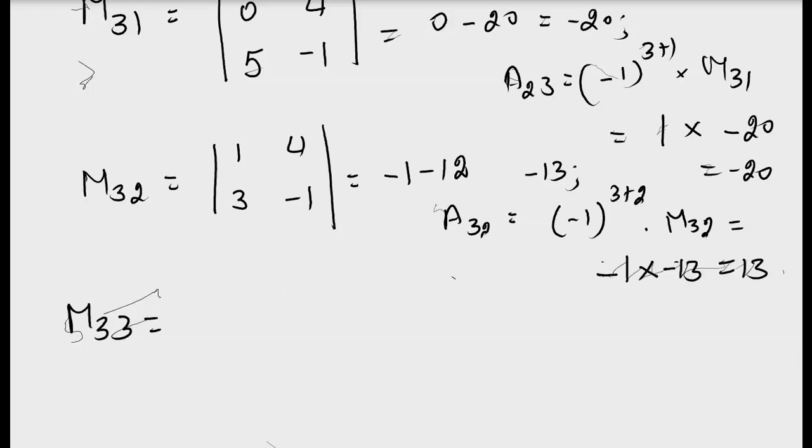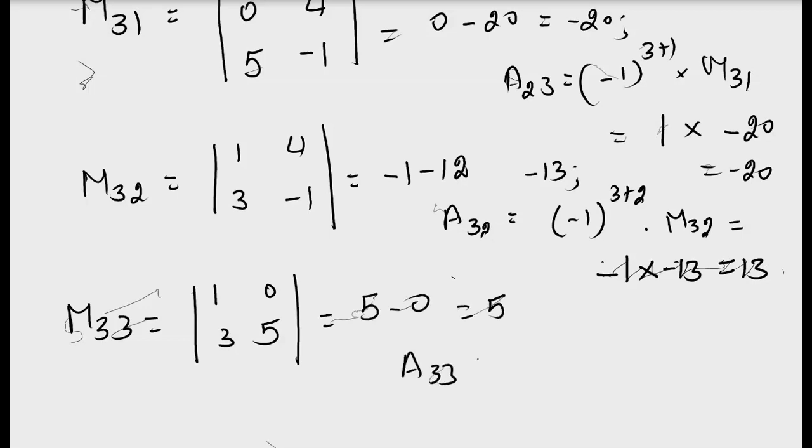Leaving the third row and the third column, we will be left with 1, 0, 3, 5, which is nothing but 5 minus 0, which is equal to 5. And A33 is equal to minus 1 to the power of 3 plus 3 into M33, which is equal to 1 into 5, which is equal to 5.